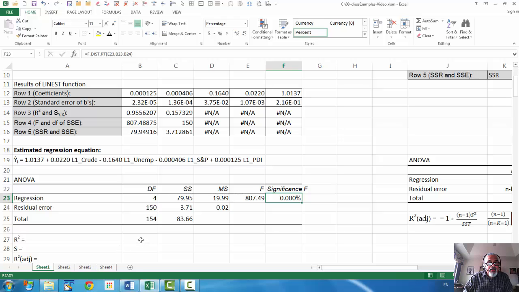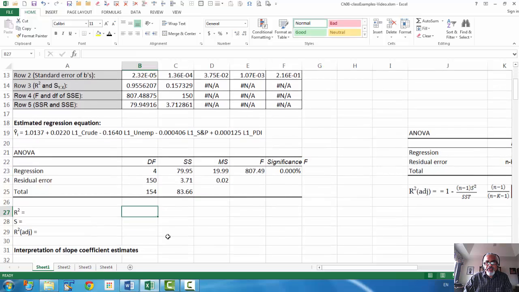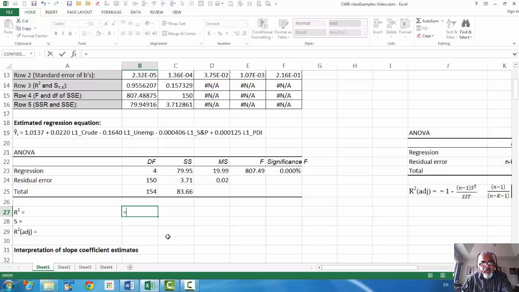Now R squared here is the coefficient of determination. The coefficient of determination is SSR divided by SST. That gives us the goodness of fit between Y and Y hat. We'll make that into a percentage also.